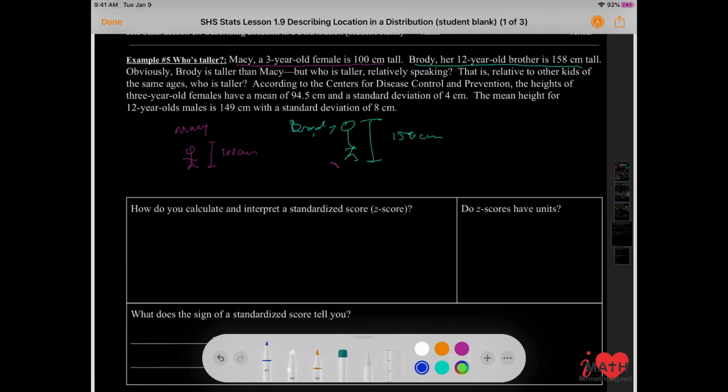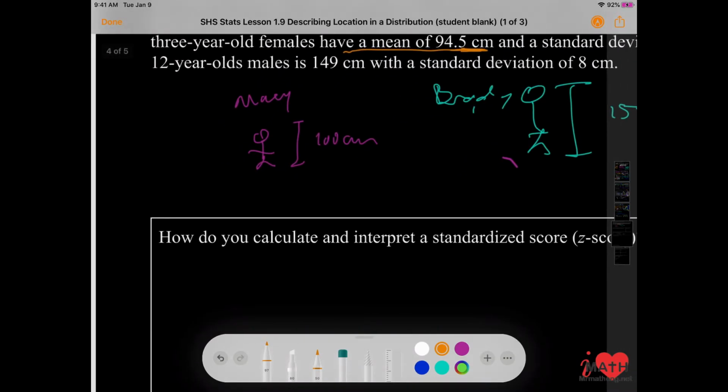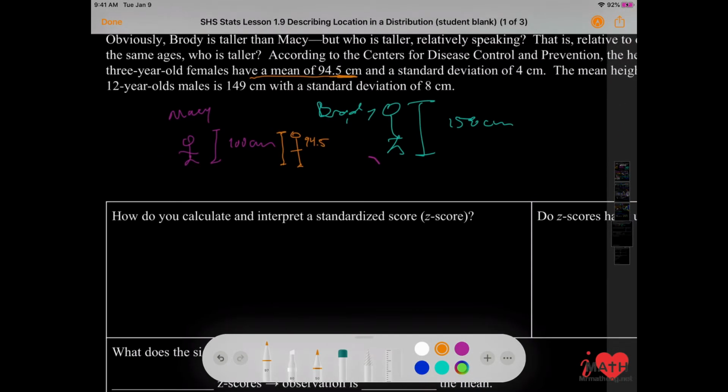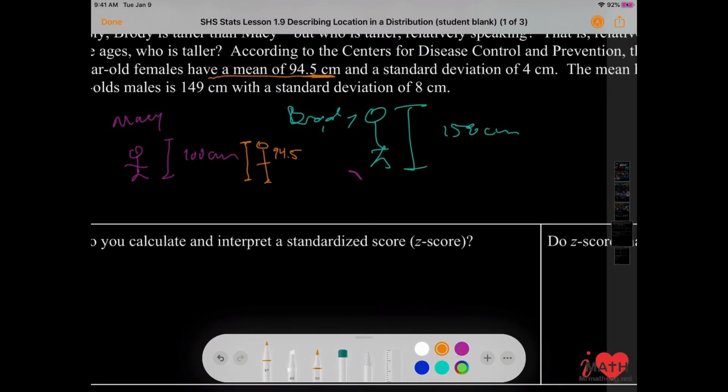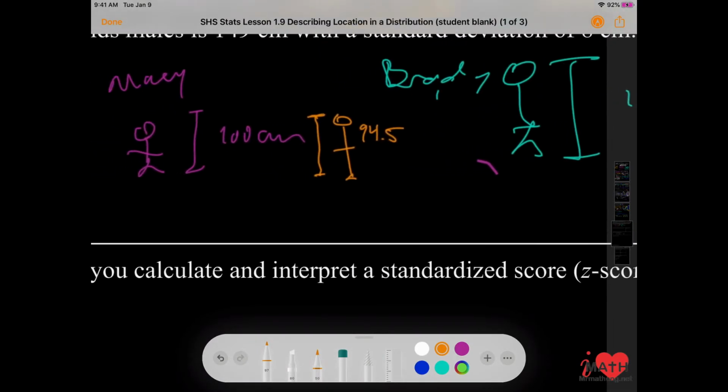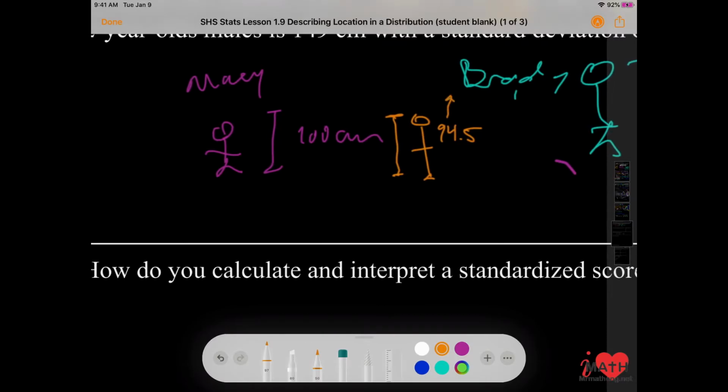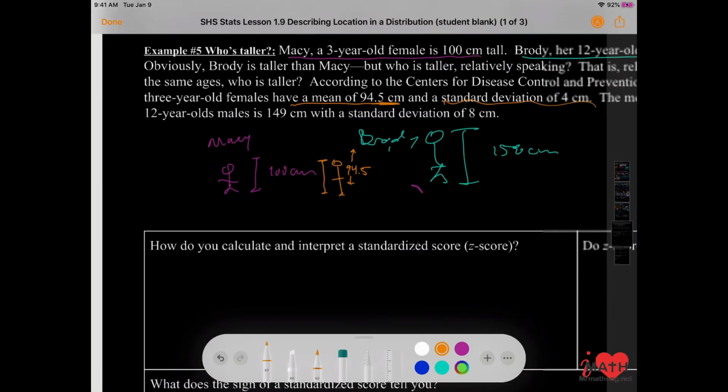According to the Centers for Disease Control and Prevention, the heights of 3-year-old females have a mean of 94.5. Okay, so let's see if I can kind of show you a picture. That means everybody else is around 94.5, with a standard deviation of 4 centimeters. The 4 centimeters here just means that some people are a little bit taller than 94.5, so you add 4, or you can subtract 4, right? Some people are taller, some people are shorter.